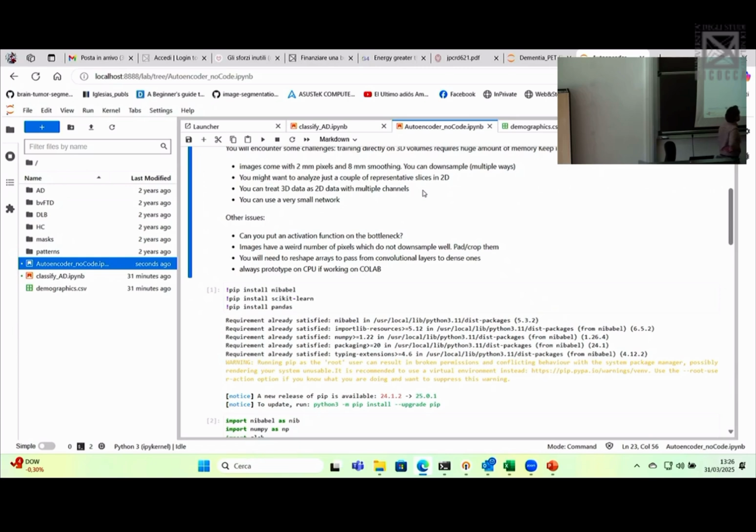You have a weird number of pixels, so when you start subsampling, they won't work, so you might pad or crop them. Of course, when you pass from convolutional layers to dense ones, you need to do reshaping and back. And if you're working on Colab, don't waste GPU time when prototyping the architecture of the network, of course.